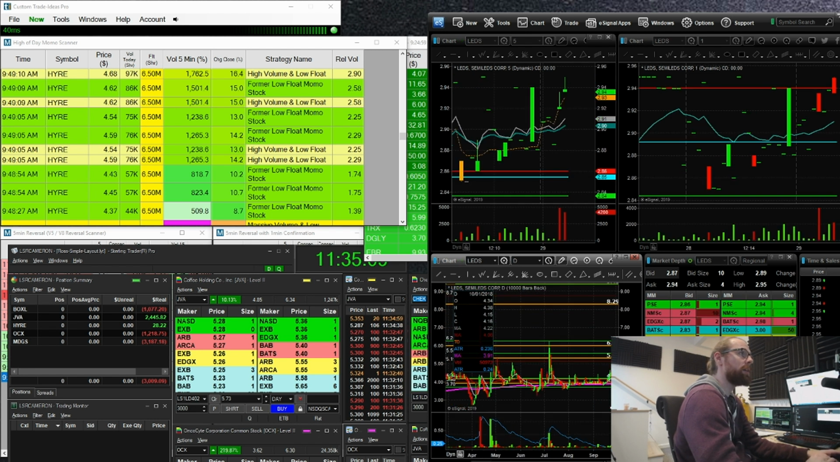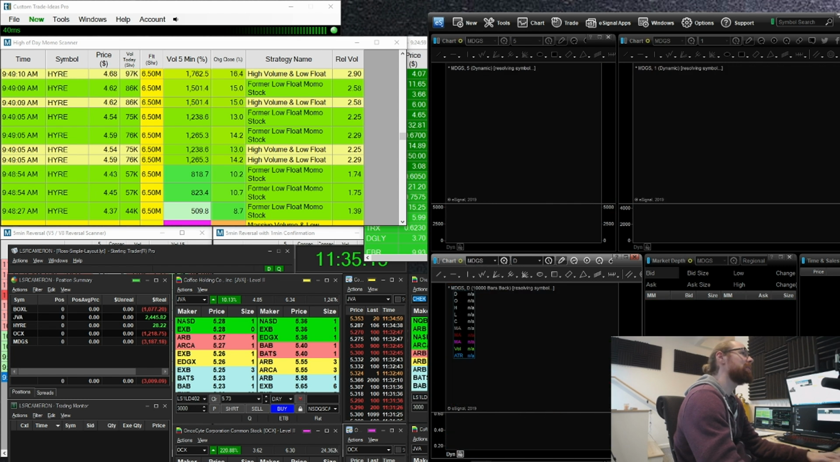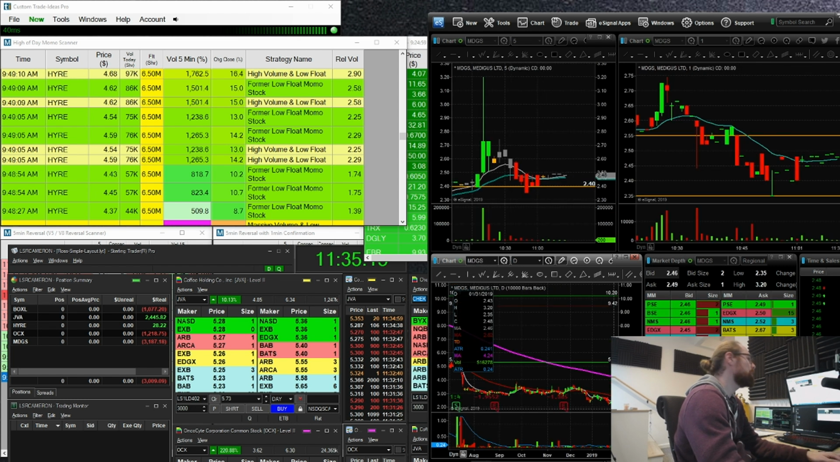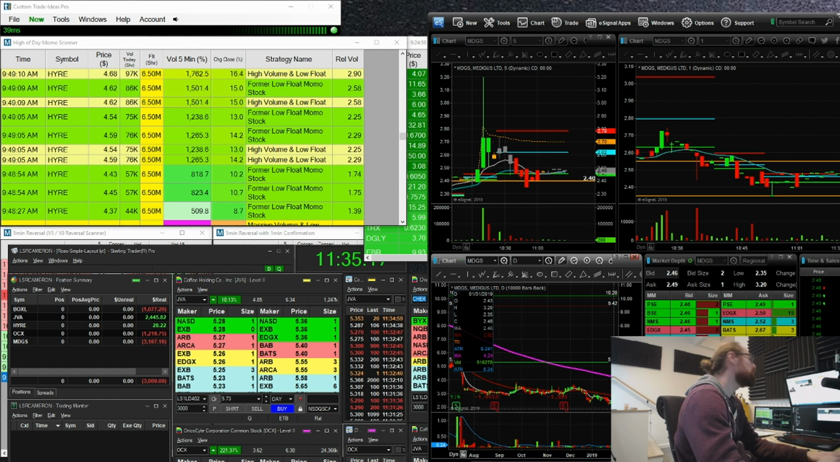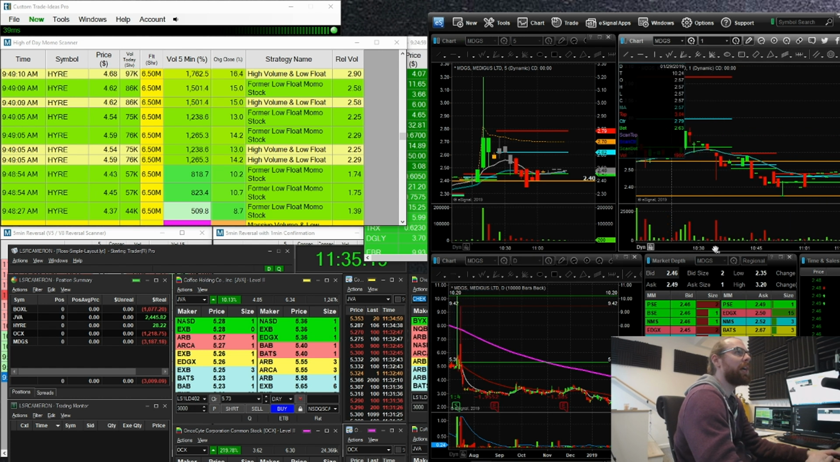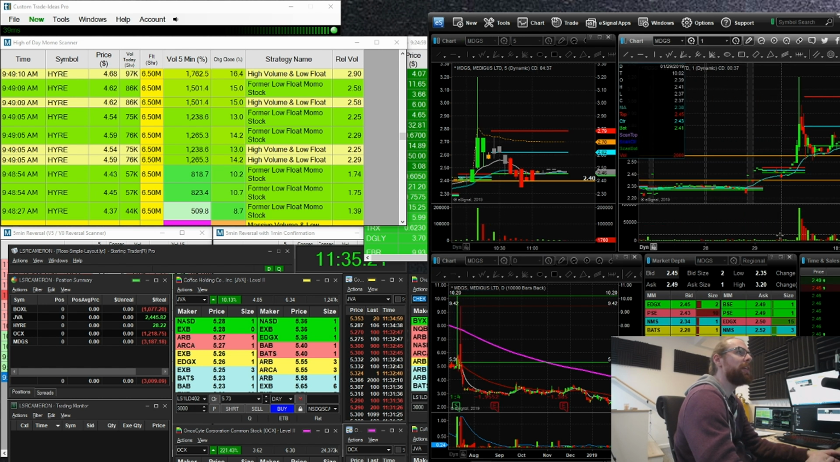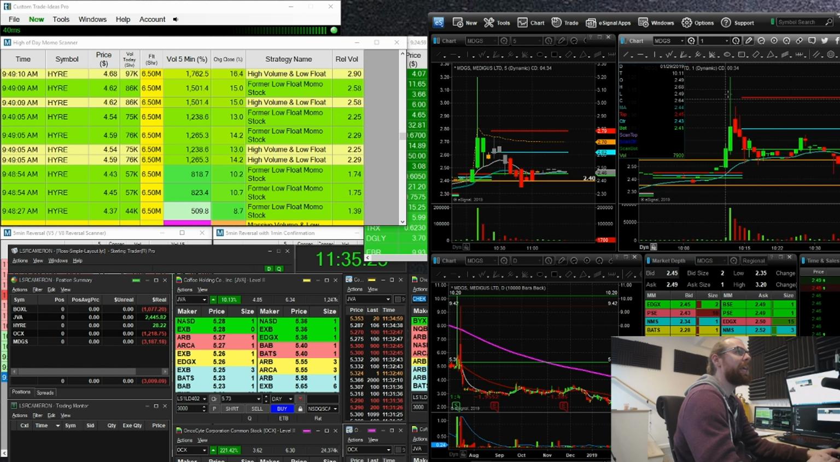It was a former runner, and now it's just a stock that pops up and gets slammed back down. And I'd say MDGS is probably going to go into that category as well. On this one, not that you couldn't have taken a short as it came back below 3 with a stop at the high of day. You certainly could have done that.